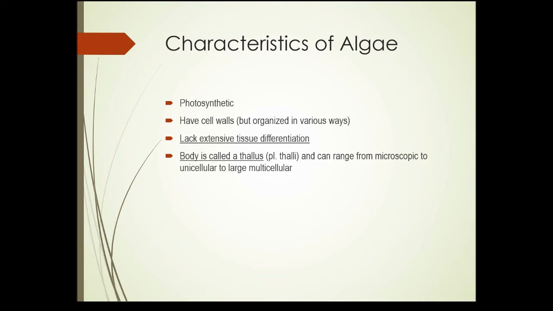So what are the characteristics of algae? What makes algae algae? First of all, they're photosynthetic. They can make food from sunlight, carbon dioxide, and water. They have cell walls similar to other plants, but the cell walls are organized in various ways depending on the groups that the algae belong to. They do lack extensive tissue differentiation.